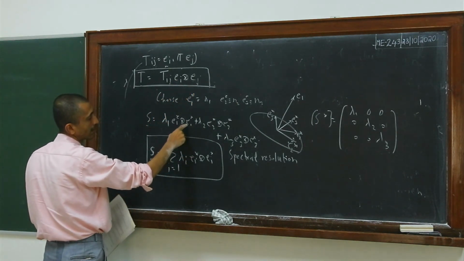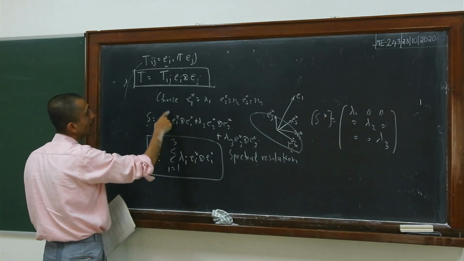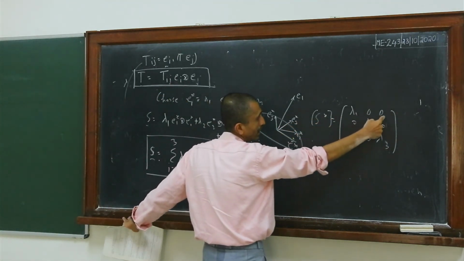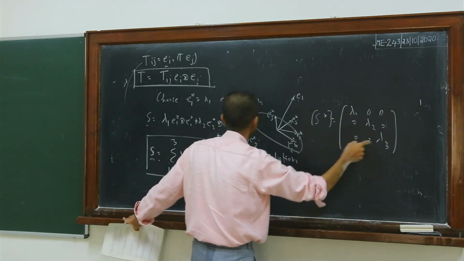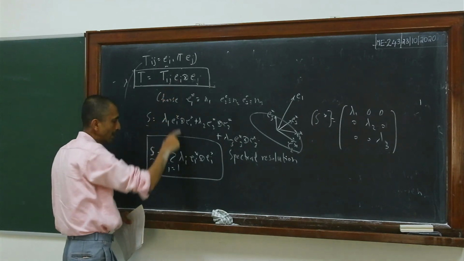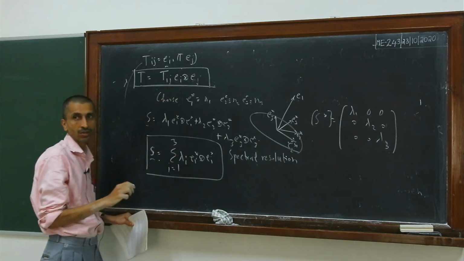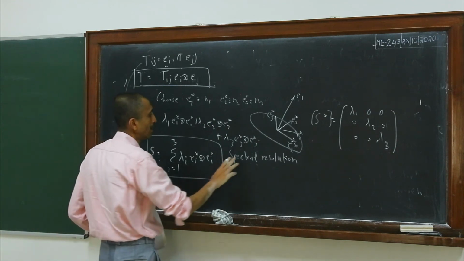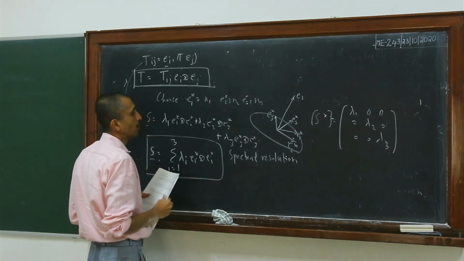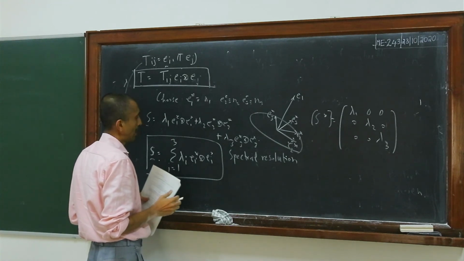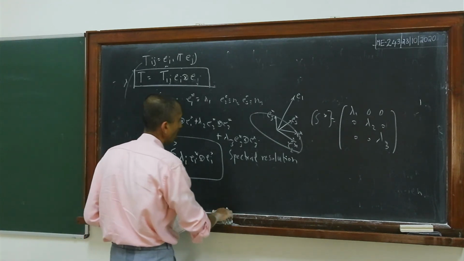You don't have terms like E1 star dyadic E2 star because the S12 component is 0, and S13 is 0. Only these three components are non-zero. So when you refer to the principal basis and write this tensor, you get this representation. As I said, this is a very, very important theorem, which will be useful to prove lots and lots of properties of symmetric tensors and so on.